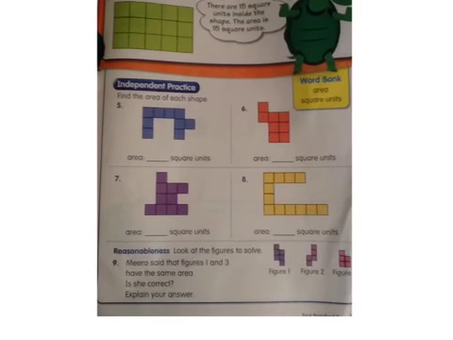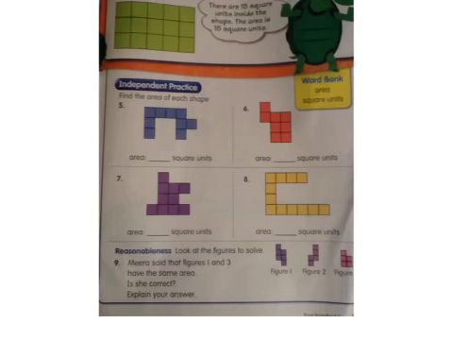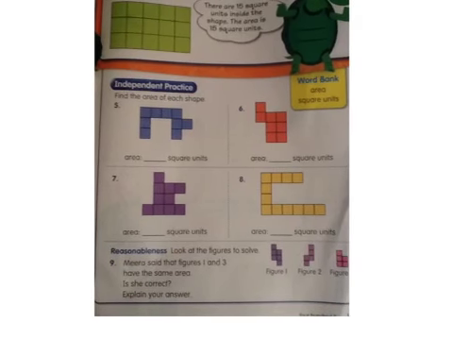On the bottom, number 9, it says look at the figures to solve. Mira said that figures 1 and 3, this is figure 3 at the end, the 3 just got cut off there. Okay. Mira says that figure 1 and 3 have the same area. Is she correct? Yes or no?